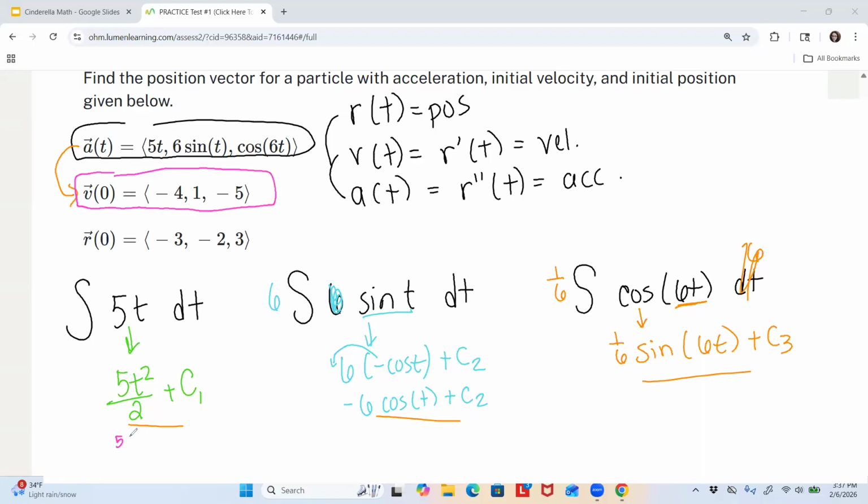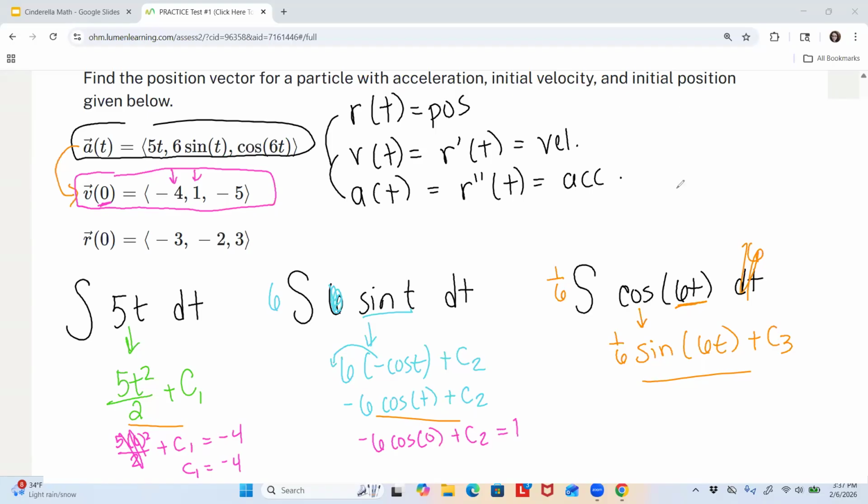So it's going to be 5 times 0 squared over 2 plus c1, and that would equal this first number, negative 4. 0 squared is 0. This is just going to knock out. So C1 is negative 4. Keep going. Go to the second one. This will be negative 6 cos, plug in 0, because that's what this is evaluated at, plus C2 will be the middle number, so 1.